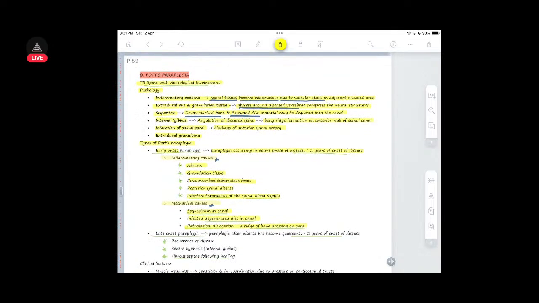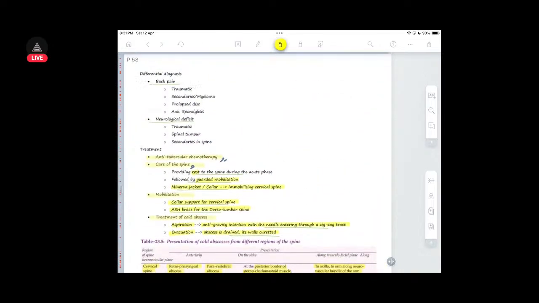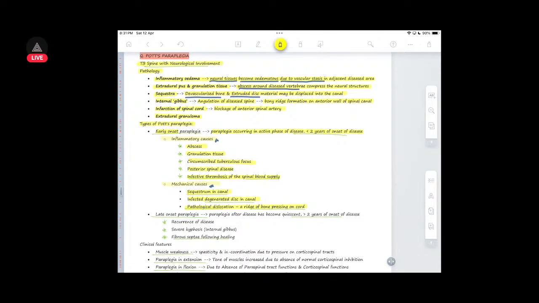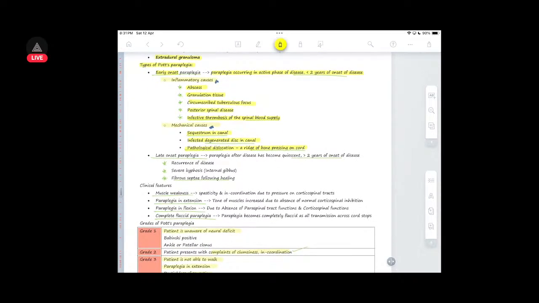Types of Pott's paraplegia. It is TB spine with neurological involvement, whereas this was just TB spine. Neurological involvement is Pott's paraplegia. Inflammatory edema, epidural pus, granulation tissue, sequestra, internal gibbous, angulation of the diseased spine, ridge formation on the anterior wall of the spinal canal, infection of the spinal cord, and extradural granuloma. Early onset paraplegia occurs in the active phase of the disease, less than 2 years. Abscess formation, granulation tissue, circumscribed tuberculous foci, posterior spinal disease, and infective thrombosis of the spinal cord supply. Mechanical causes will be sequestrum in the canal, infected degenerated disc in the canal, and pathological dislocation. A ridge of bone will be pressing on the cord.